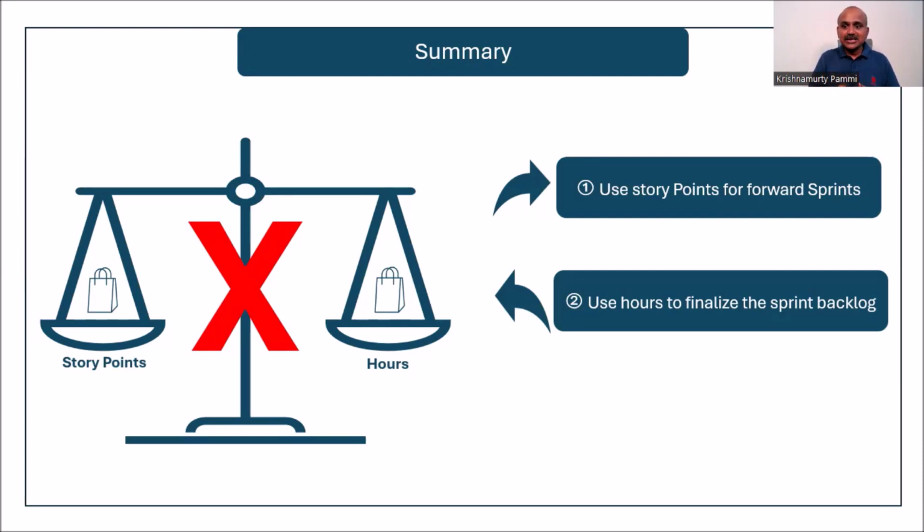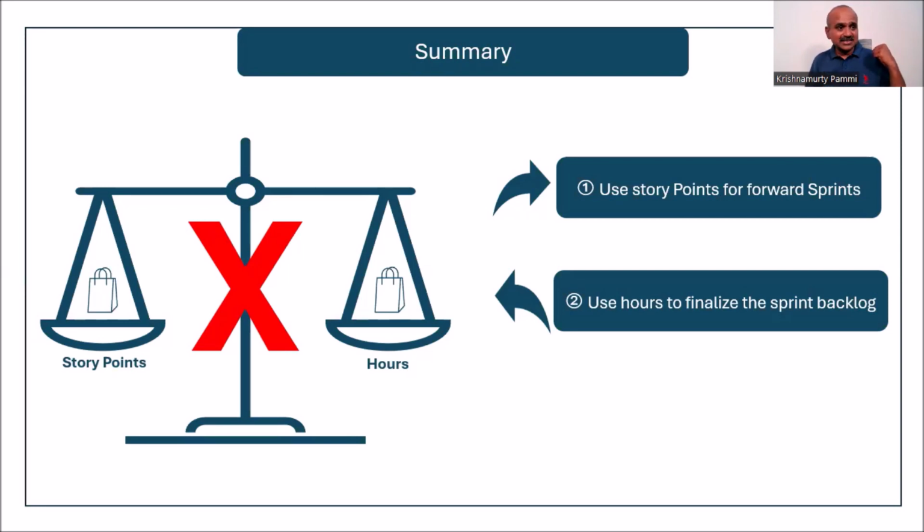So that is why we have to use story points for forward sprint planning, forward sprints. For the current sprint, you have to use hours. So I hope this understanding is a key takeaway for each of you: when to use story points, when to use hours. Use story points for 2 purposes. For forward planning of the sprints, and also think about it.